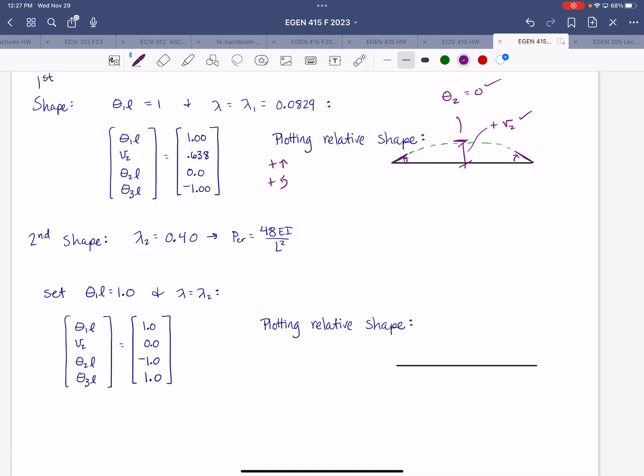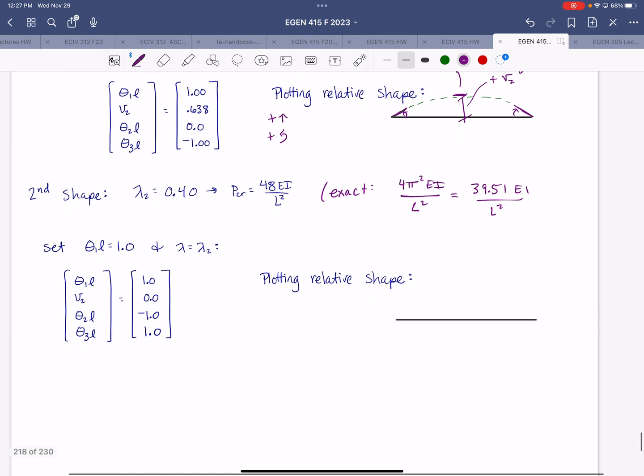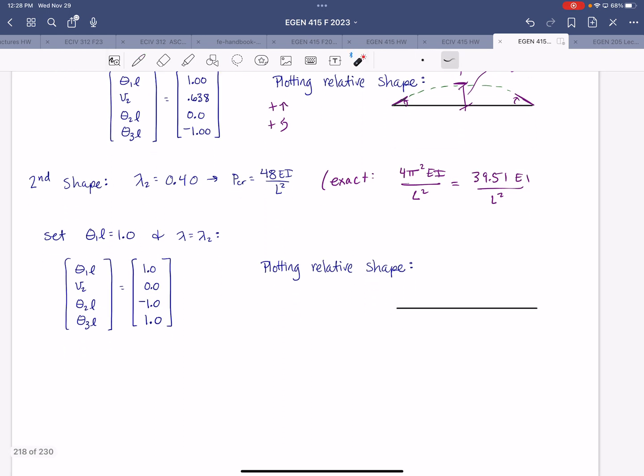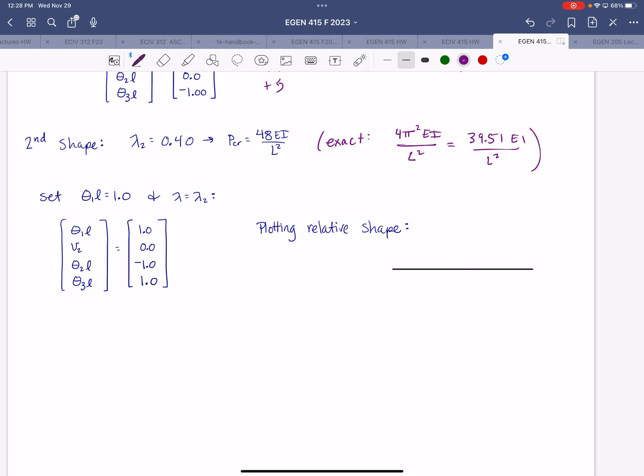For the second mode shape, the eigenvalue is 0.4, and the critical buckling load associated with that is 48 EI over L squared. Comparing that to the exact solution, which would be 4 pi squared EI over L squared, or 39.51 EI over L squared, it's not as good of a solution for the second mode shape, right? But we'll go ahead and plot those results.